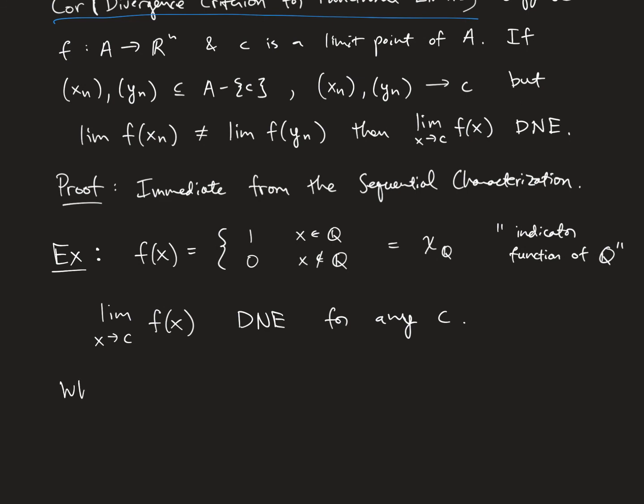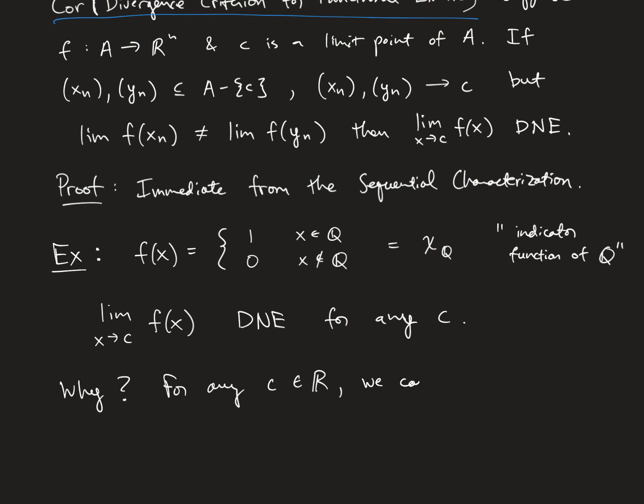And why is that? Well, for any c in the real numbers, we can construct a sequence of rationals which converge to c and a sequence of irrationals which converge to c. This is easy to do based on general theorems we've talked about. Between any two real numbers, there's always a rational number, and between any two real numbers, there's always an irrational. So you can use that easily to construct sequences of such rationals and irrationals converging to c.